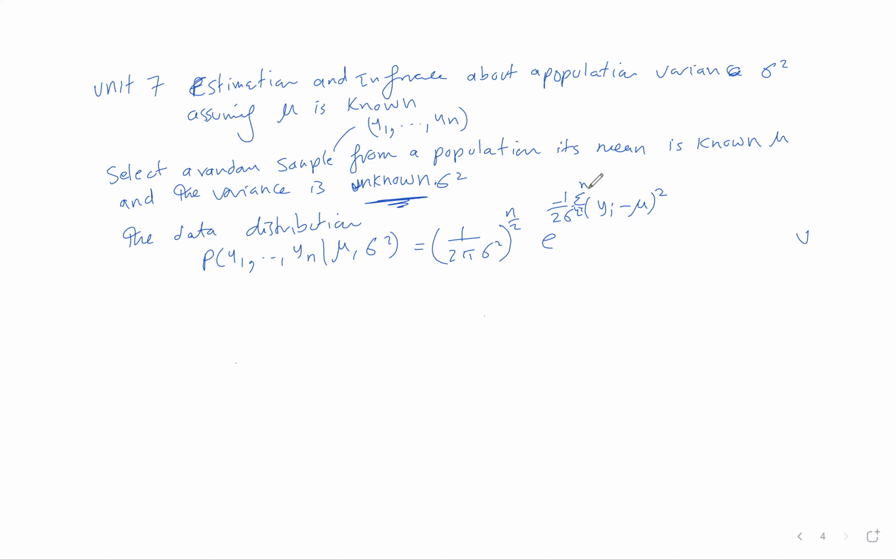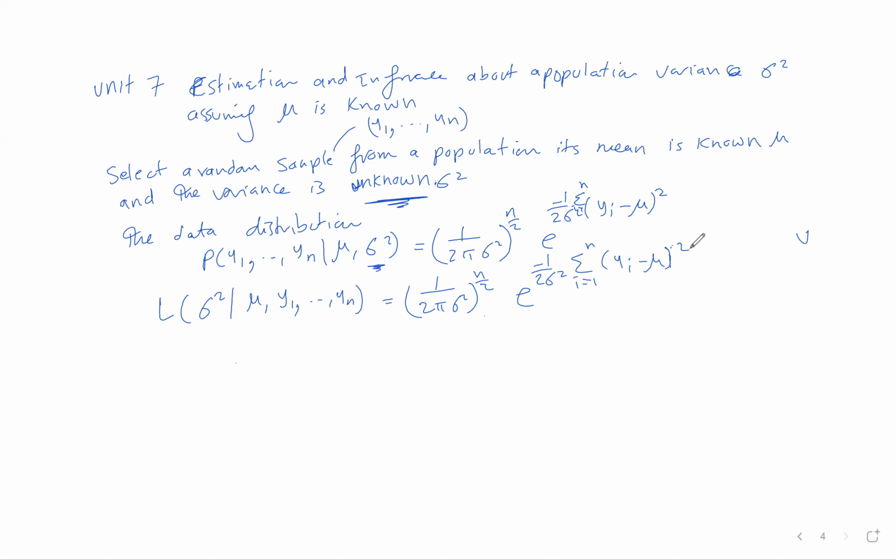So the likelihood of sigma square, given mu is known and y1 up to yn, is 1 divided by 2 pi sigma square, all to the power n over 2, e to the power negative 1 divided by 2 sigma square, sum over i from 1 to n of yi minus mu square. So it is the same. I know it is the same. It depends on which one is known and which one is unknown.